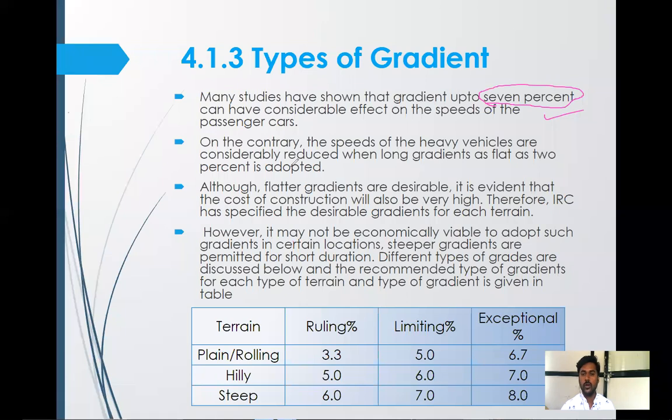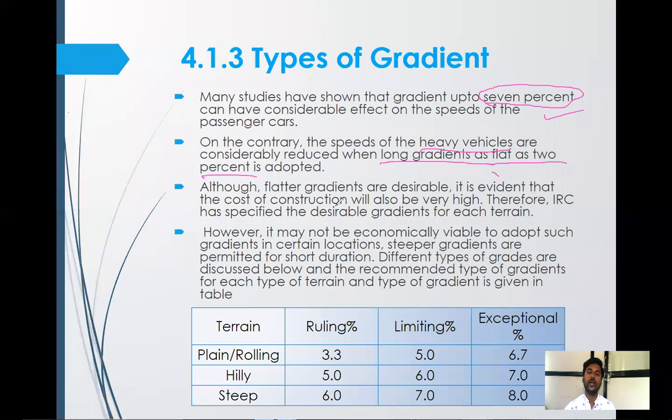On the contrary, the speed of heavy vehicles is considerably reduced when long gradients of 2% are adopted. Generally, for heavy vehicles, a 2% gradient is taken for long gradients. 2% means it is a flat gradient, generally provided for heavy vehicles.